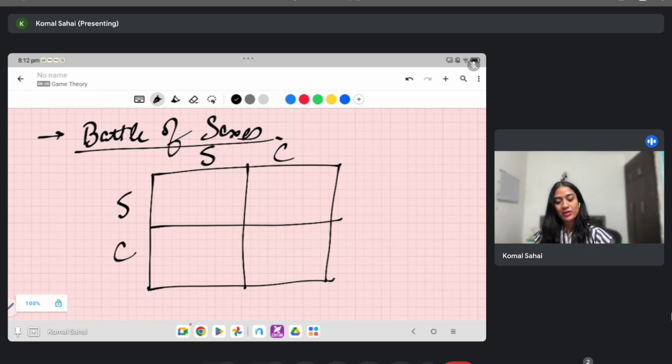Alright, so now we are in the battle of the sexes. We have Rahul and Anjali, and they are either in for a stand-up or they are in for clubbing, right? And this is the payoff that we had.